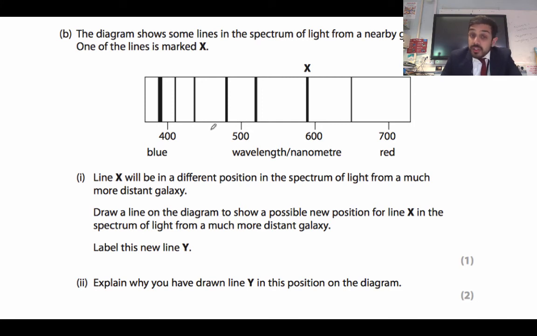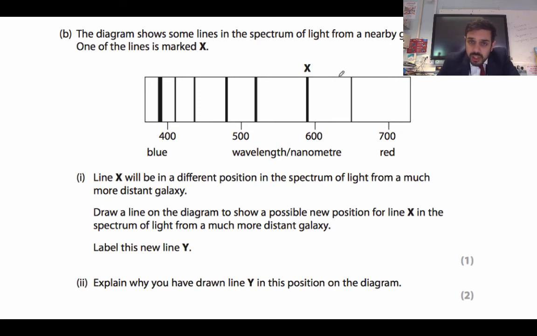Now, to understand this, you need to understand that the things that are further away from us are moving faster. So they show greater redshift. What does redshift mean? It just means that these lines shift towards the red end of the spectrum. So what would be my new line?